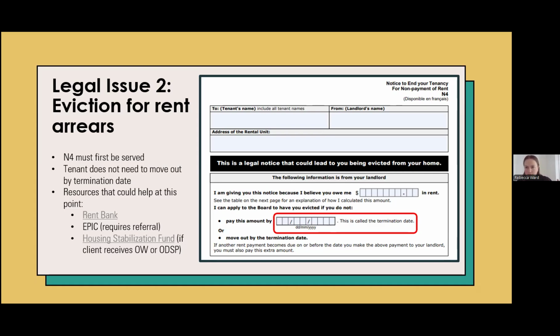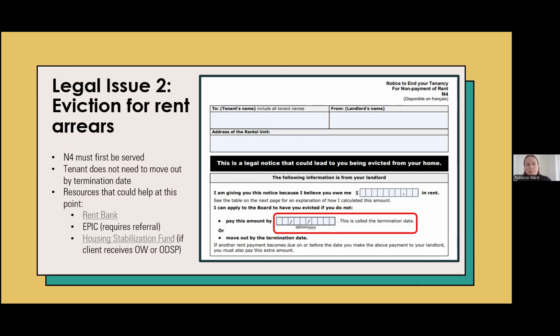This is the exact same idea as Rent Bank and Epic, a kind of pot of money that tenants have access to, to try and pay off arrears to avoid eviction, but it's specifically for people who receive OW and ODSP. In order to apply to the HSF, you typically need to go through the tenant's worker. And so for those of us who do work with OW or ODSP workers, we know sometimes it can be incredibly difficult to get a hold of workers and to make sure that they've submitted the application to the HSF.